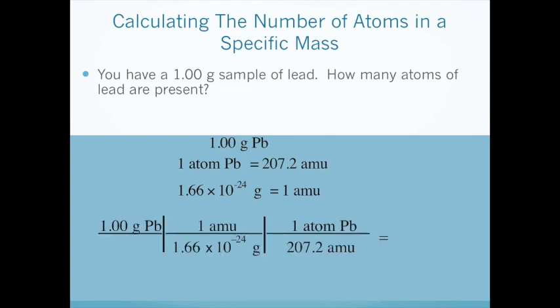And then the conversion is straightforward. 1 gram of lead divided by 1.66 times 10 to the minus 24 grams of lead per AMU, times 1 atom of lead per 207 AMU. The grams cancel, the AMUs cancel, and you're left with 2.9 times 10 to the 21 atoms of lead. Whenever you divide by a negative exponent, the exponent becomes positive, but then you're dividing by 200, so that reduces the total exponent by 3.